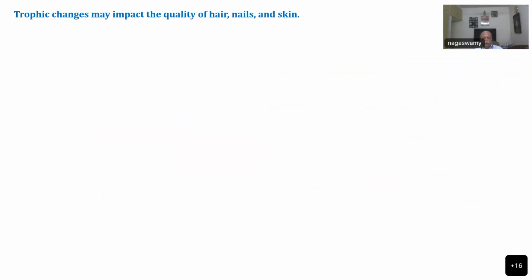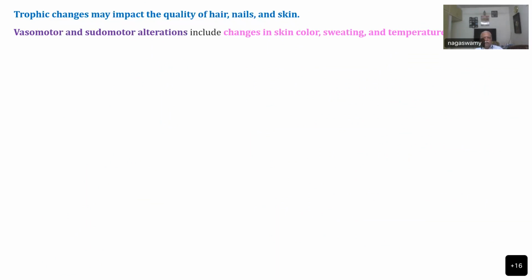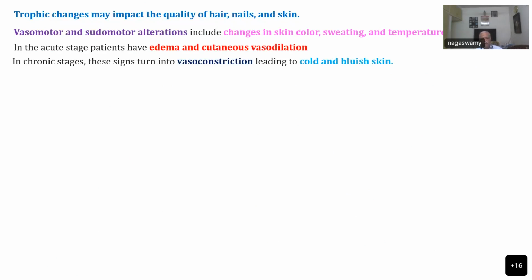And what are the trophic changes? As I said earlier, it may be happening in the hair, nails, or skin, and vasomotor and pseudomotor alterations cause changes in skin color, sweating, and temperature. There may be edema and cutaneous vasodilatation when the pain starts as an acute condition in the initial stages. But in chronic conditions, there is vasoconstriction leading to discoloration and temperature drops because there is no blood flow and the limb becomes cold.